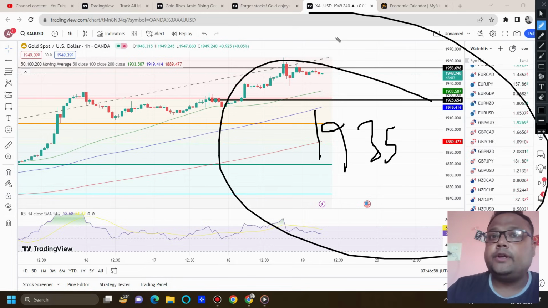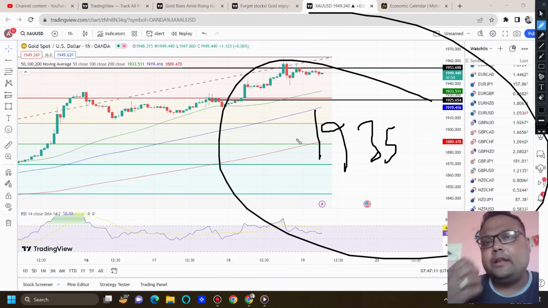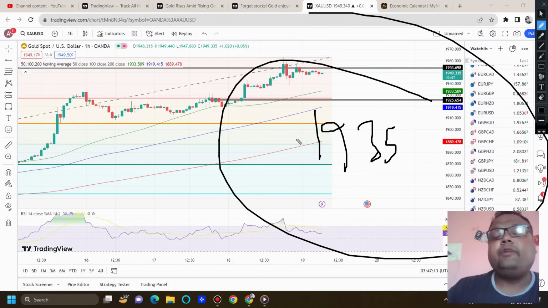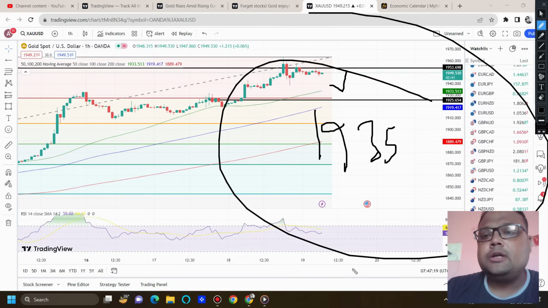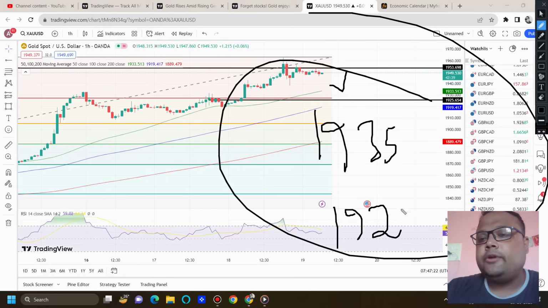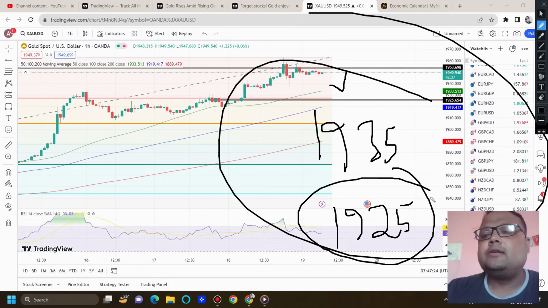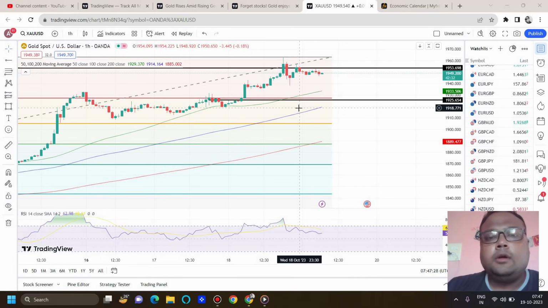If you're looking for fresh opportunities, then you should obviously look for buy at dip. In this market situation, we have two levels where you can look for a buy position. First of all, around 1935, not exactly 1935, because the 50 moving average is a dynamic support. If the market takes support and bounces from the 50 moving average, you can look for a buy position. Otherwise, the best buy opportunity is around 1925, 1926. But you need to wait for some time.